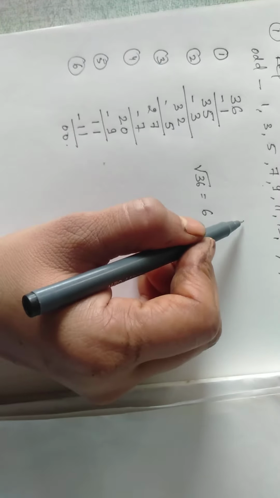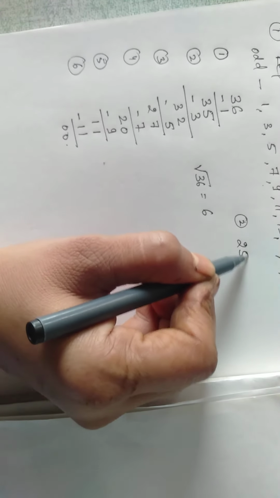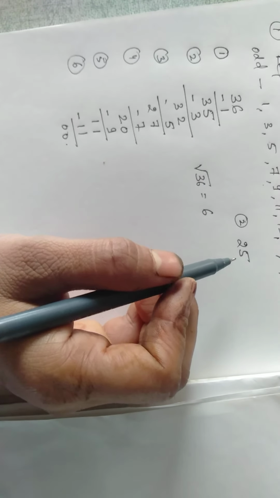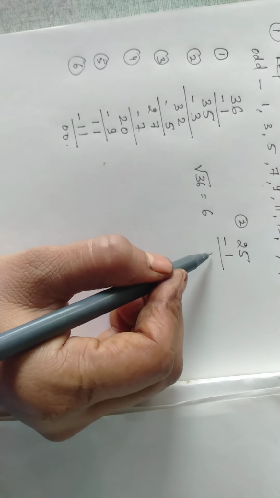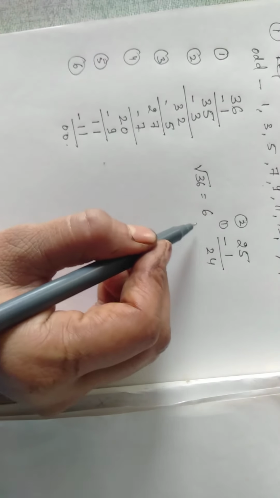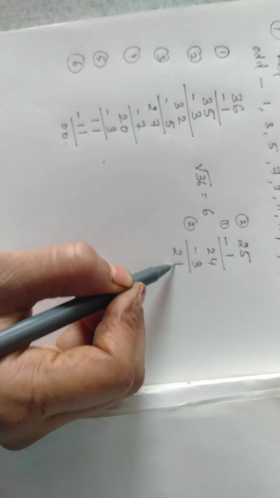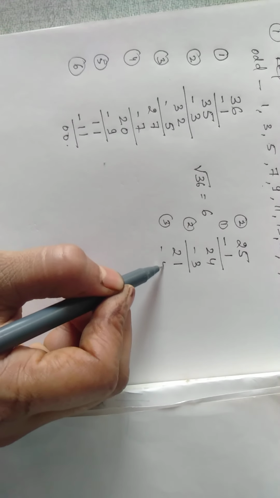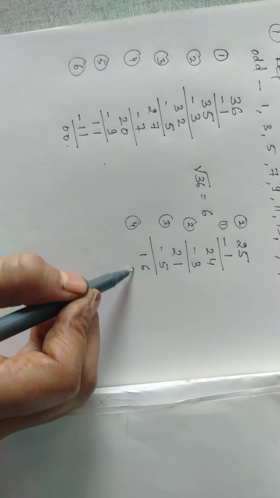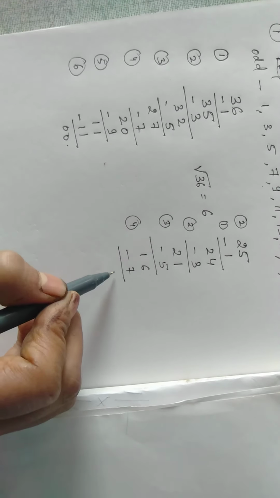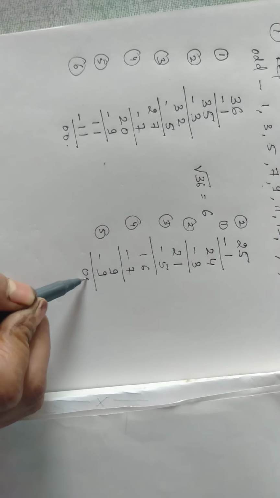Again, take one more example. Let us take 25. 25 is a perfect square number and we know that it is the square of 5. So we subtract 1 from it and get 24. This is the first step. Second step, we subtract 3 and get 21. In the third step, we subtract 5 and get 16. In the fourth step, we subtract 7 and get 9. In the fifth step, we subtract 9 and get 0.